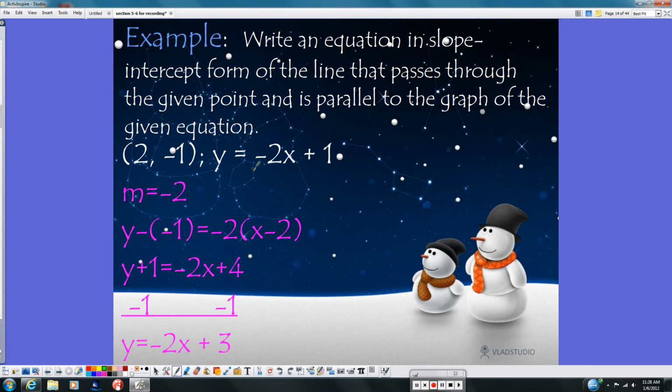We have our given equation y equals negative 2x plus 1 and our point. This time our equation's given to us in slope-intercept form, so we pick out our slope of negative 2. We use point slope form, so y minus a negative 1 equals negative 2 times x minus 2. Fix the double negative and distribute. So we get y plus 1 equals negative 2x plus 4. We want this in slope-intercept form, so we subtract 1 from both sides to get y equals negative 2x plus 3.